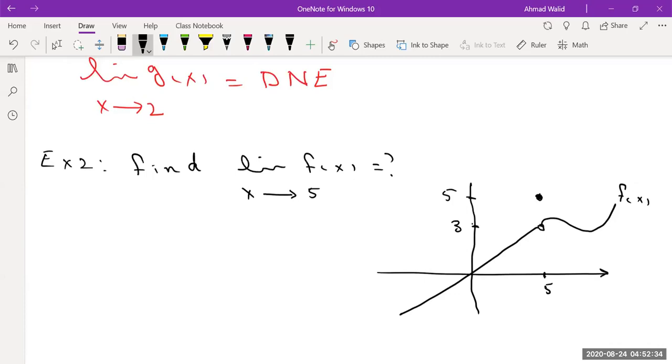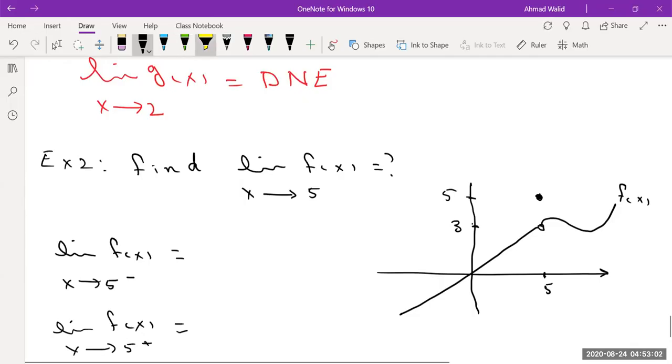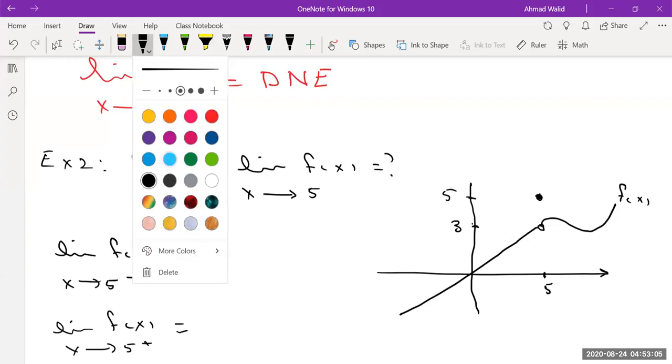To find the limit of f of x as x approaches 5, you have to first find these: the limit of f of x as x approaches 5 from the left, and also the limit of f of x as x approaches 5 from the right. You have to answer these two first to understand if this limit exists or not. If it exists, how much? Again, changing the color.